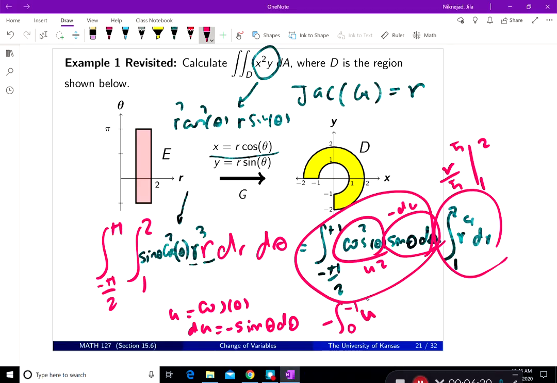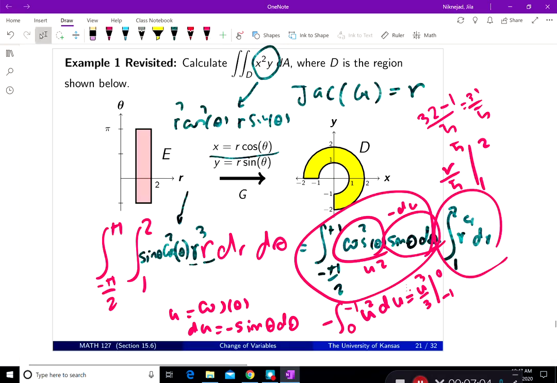The integral of u to the power 2 du, which is going to be equal to u to the power 3 divided by 3, from negative 1 to 0, which is going to be 1/3. And so 1/3 from here, and over there is going to be 32 minus 1 over 5, or 31/5, and we multiply them together and we get the value that we want.